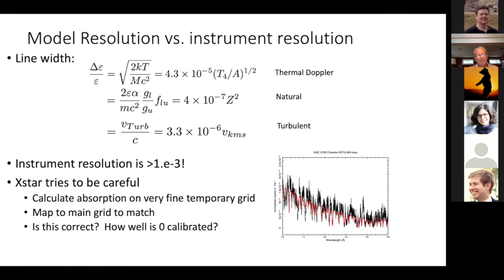And then the third thing is really the instrument itself. Is the instrument properly calibrated in the depths, in the centers of these lines? So if the line were black, would we actually see that? These are all important questions which are hard to deal with, but worth keeping in mind when you're fitting to this kind of data.